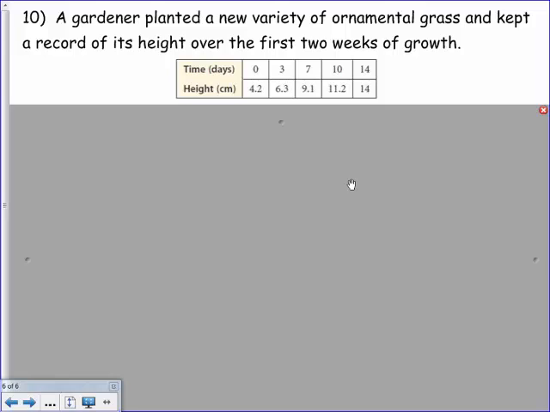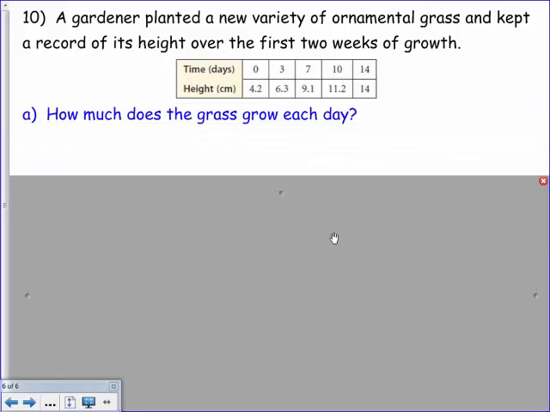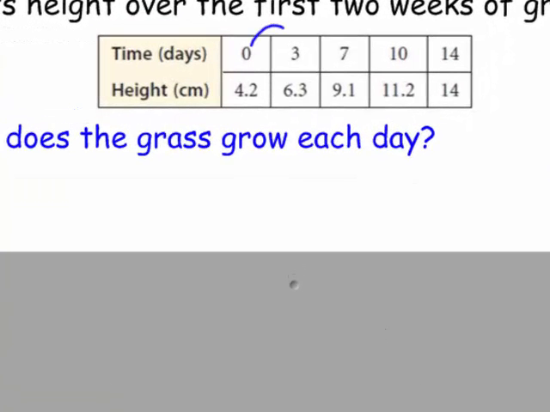So it says a gardener planted a new variety of ornamental grass and kept a record of its height over the first 2 weeks of growth. So first thing, how much does the grass grow each day? Well, let's see. Days. I got 3 days, then 4 days, then 3 days, then 4 days. So let's calculate what it grows each day. It doesn't matter which range I grab from, but let's just say I use these first two.